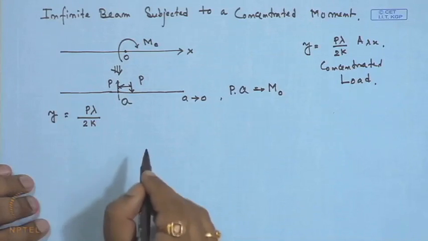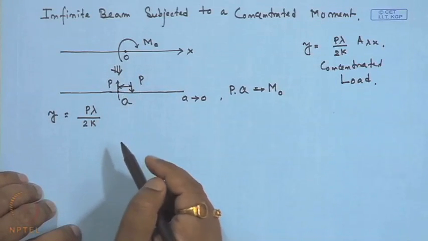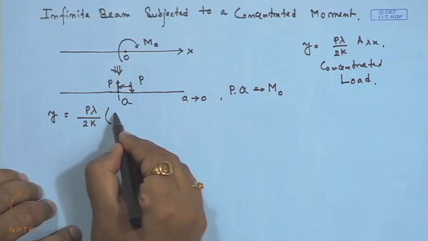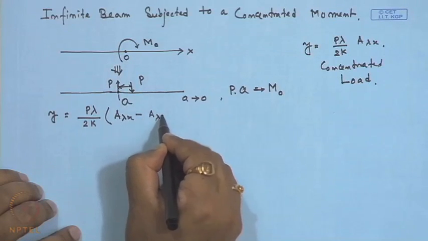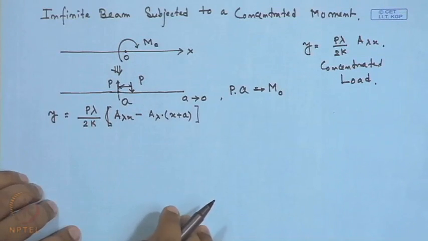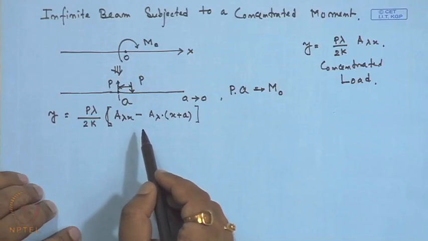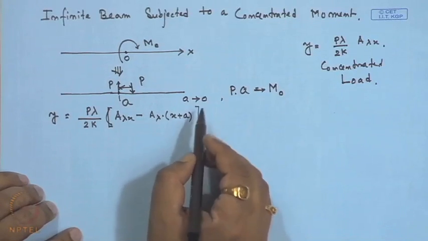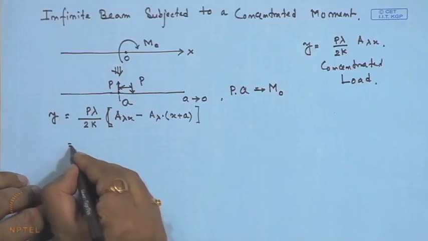Similarly, here we have two things: one concentrated load acting at the center, and another acting in the downward direction. So, we have P into lambda, and then we can write A lambda x minus A lambda x plus A, all within the bracket. Here we have one concentrated load applied at a distance of A, so we can write A lambda x minus A lambda x plus x A. The concentrated load at the center will be A lambda x.